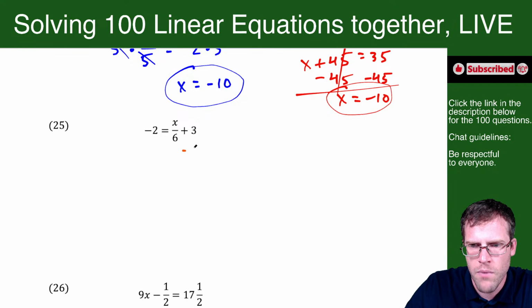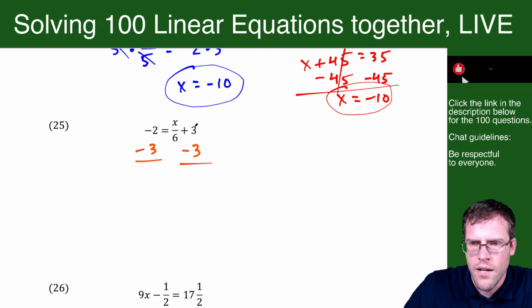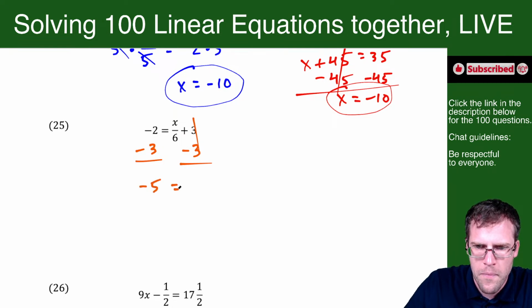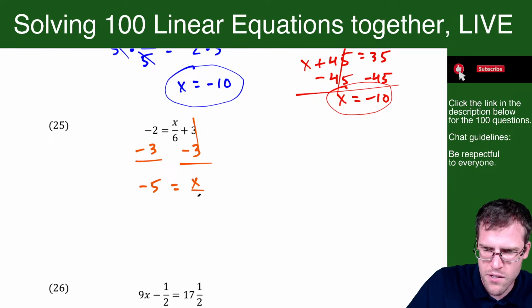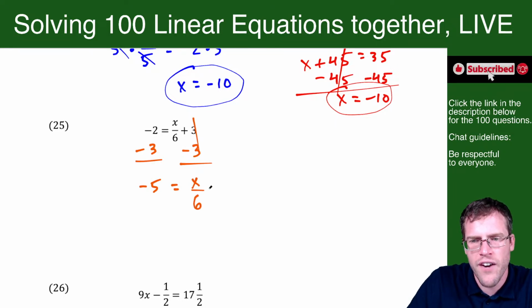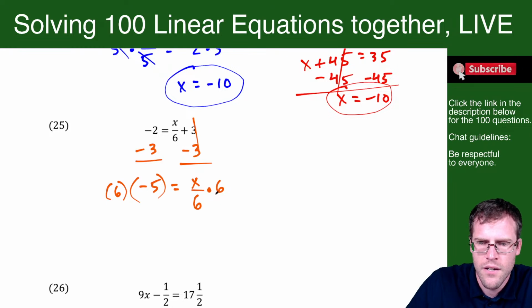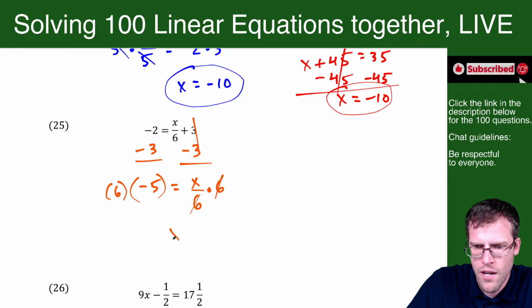Let's see. So minus 3 on both sides, and 3 minus 3 cancels. Negative 2 minus 3 is negative 5 equals x over 6. Now let's make that 6 a little bit neater. To get rid of divide by 6, multiply both sides by 6. So I'll put this in parentheses and say times 6 on this side. Now 6 over 6 cancels, and x equals 6 times negative 5, which is negative 30.